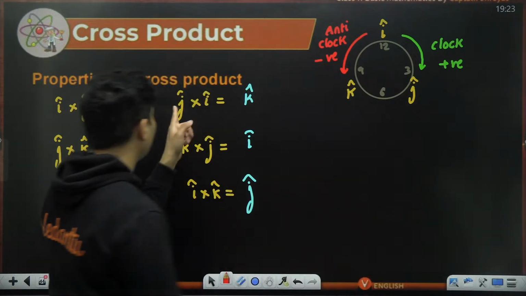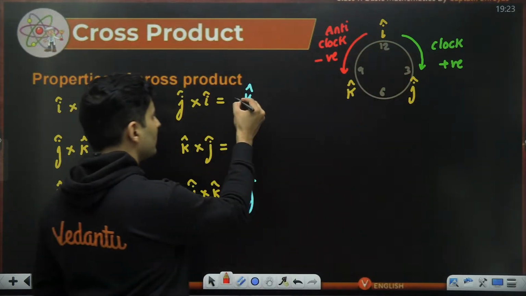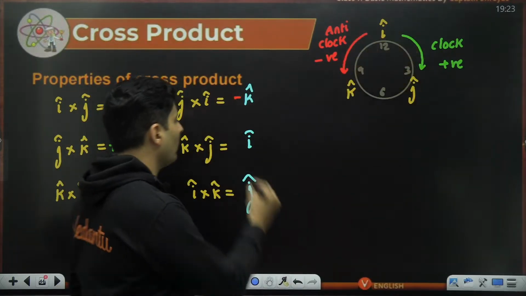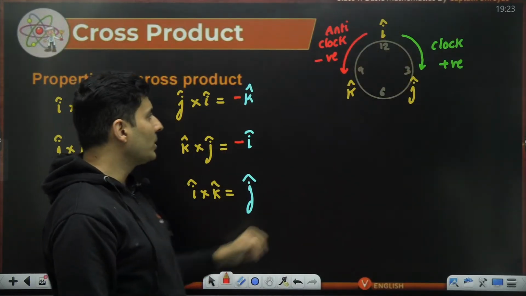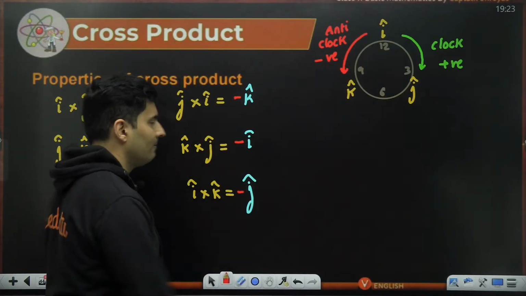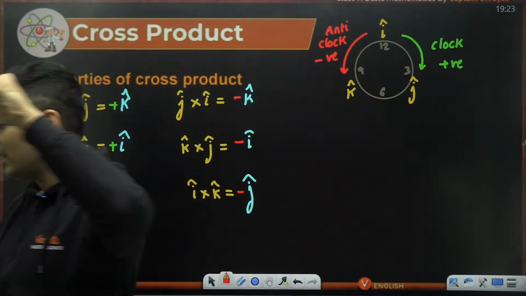But if you see over here, J into I is anti-clockwise, so negative. K into J is anti-clockwise, negative. I into K is again going to be negative. Is this clear? A very easy way to remember it is if you think clockwise and anti-clockwise.